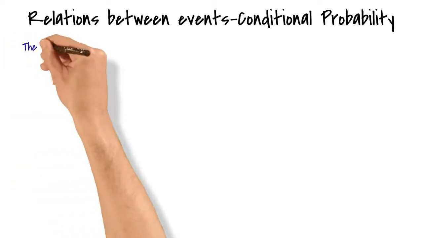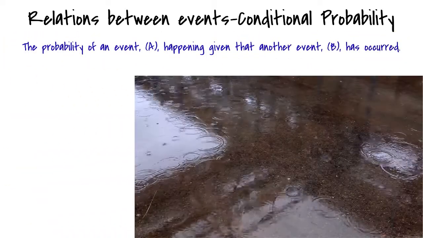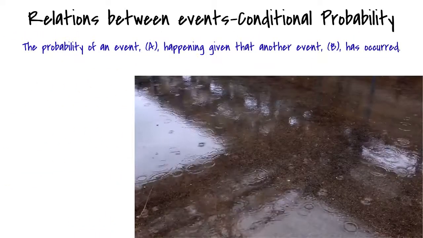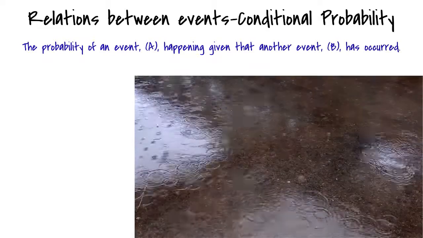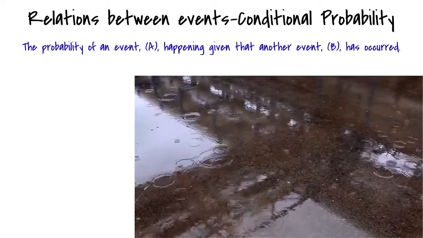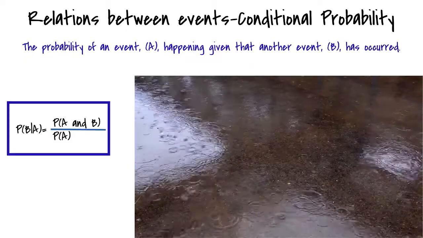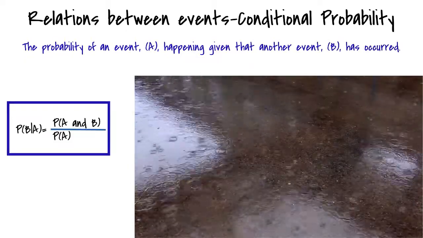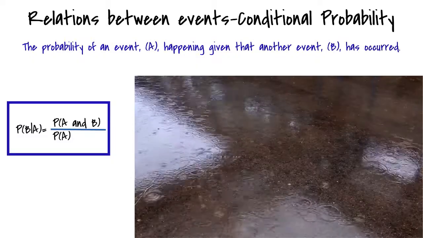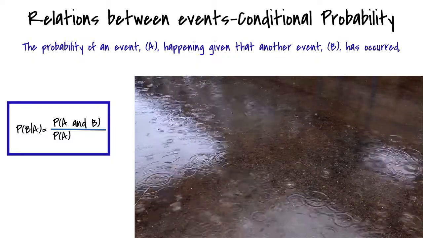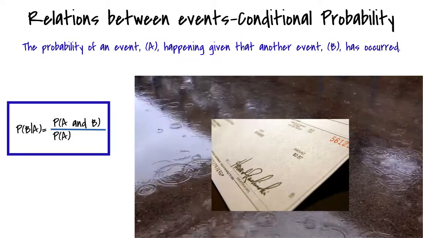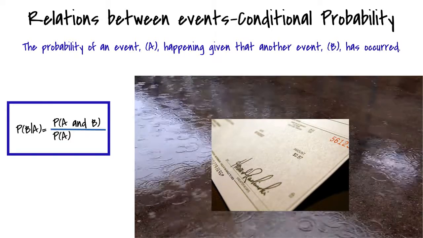Conditional probability is the probability of an event A happening given that another event B has occurred. The formula for this is the probability of A and B divided by the probability of A. For example, what is the probability of getting your paycheck on a day that it's raining when you live in Seattle, Washington? Here is an example.